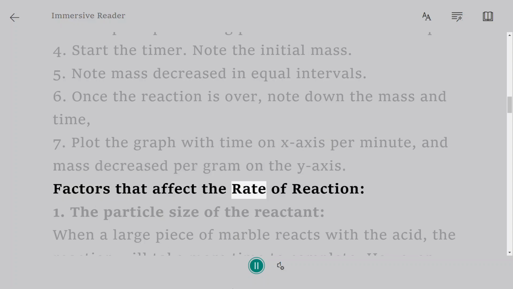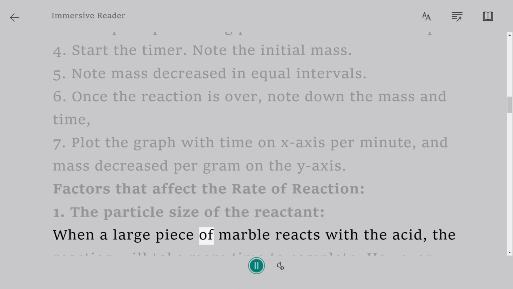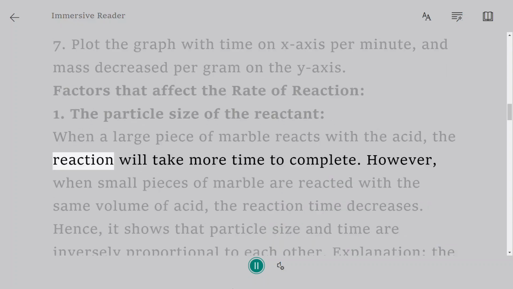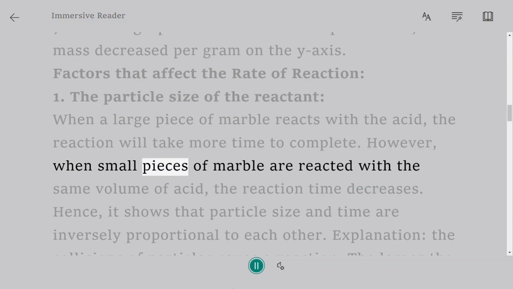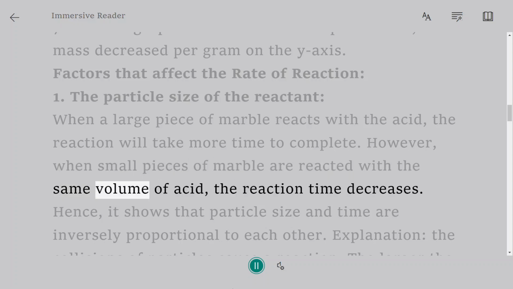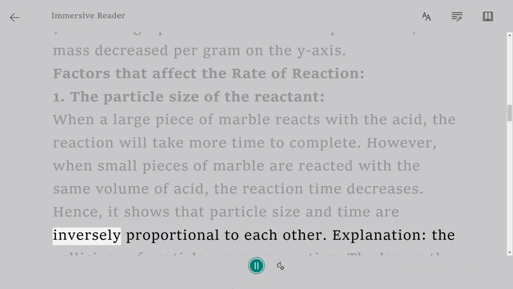Factors that affect the rate of reaction. 1. The particle size of the reactant. When a large piece of marble reacts with the acid, the reaction will take more time to complete. However, when small pieces of marble are reacted with the same volume of acid, the reaction time decreases. Hence, it shows that particle size and time are inversely proportional to each other.